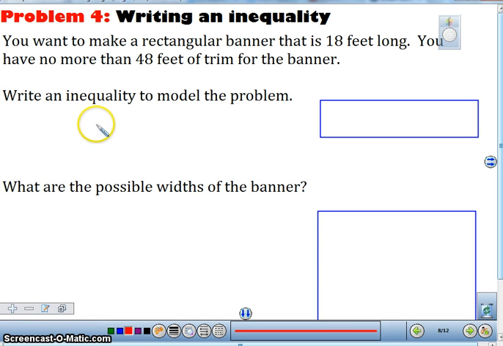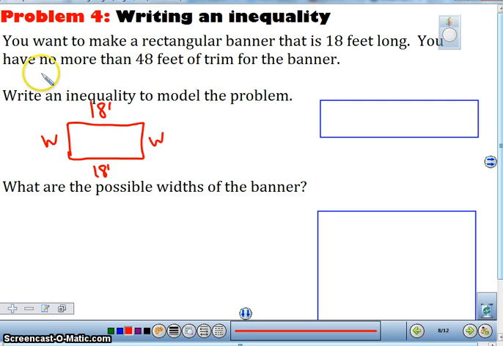What about writing our inequalities? Well, in a situation like this, we have a rectangular banner that is 18 feet long, and you want no more than 48 feet of trim around it. So let's think about what we're trying to do. We're actually doing the perimeter. So here's our banner. And it says the banner is 18 feet long. So we have that this is 18 feet, and on our other side we have 18 feet.